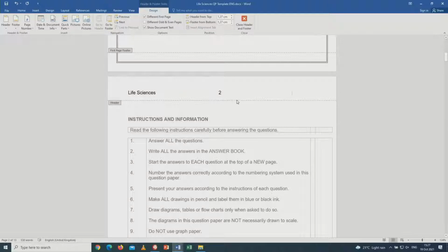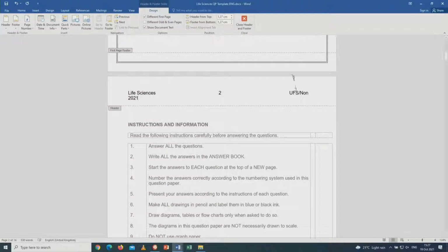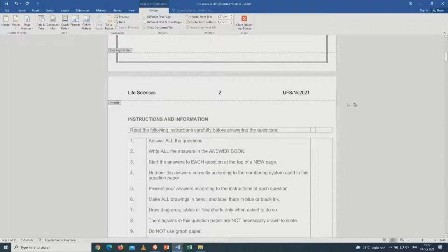November Free State, or you can put your school's name there for that matter. UFS High School, no, not FS. We are working at the UFS. So it's UFS High School, and it's November 2021. And you see what will happen there, it will jump down. So all you do is you go a little bit back and you delete it upwards, so it comes back.